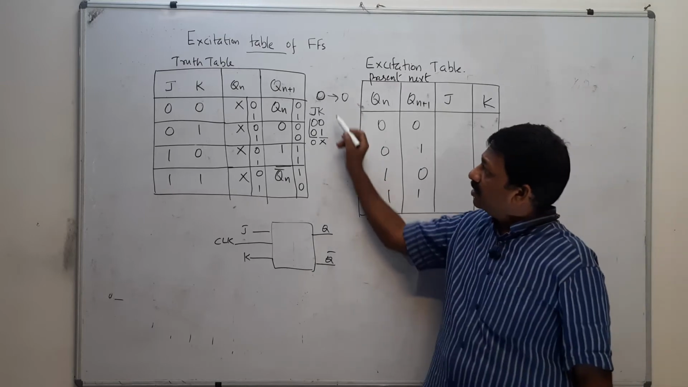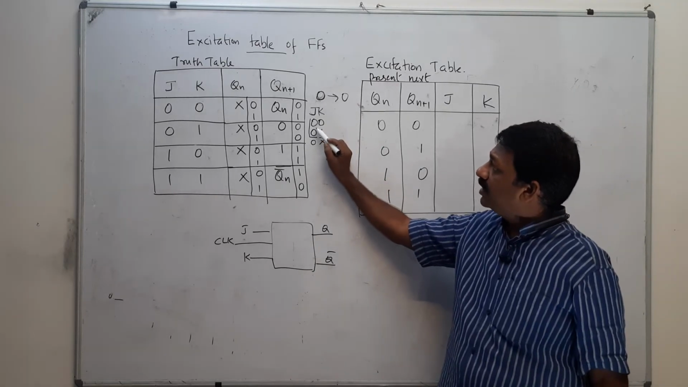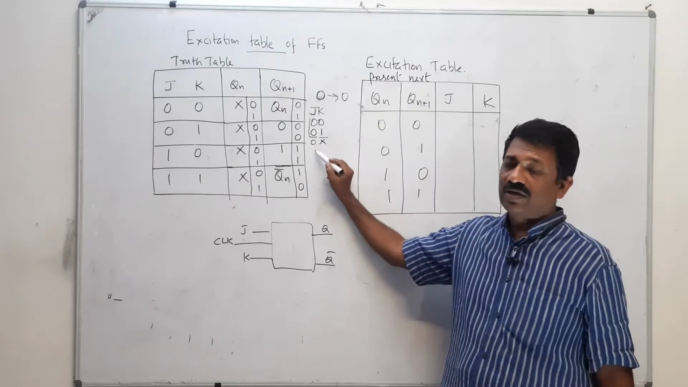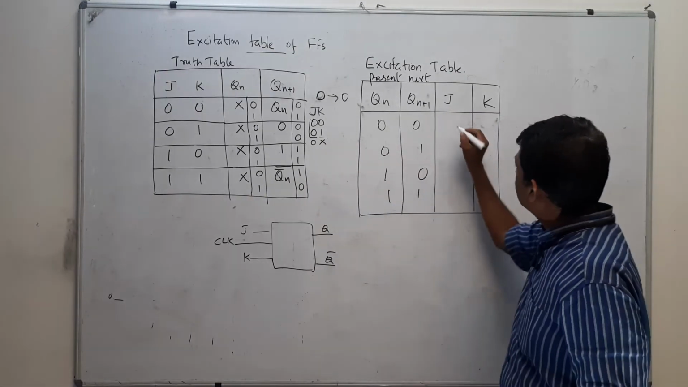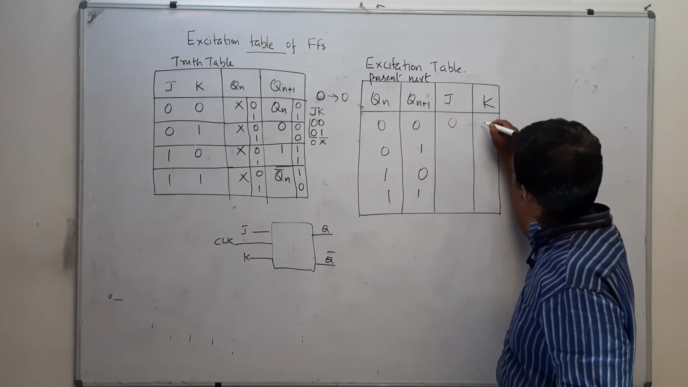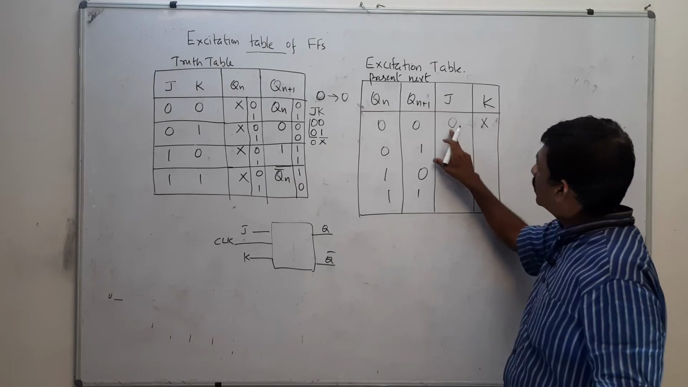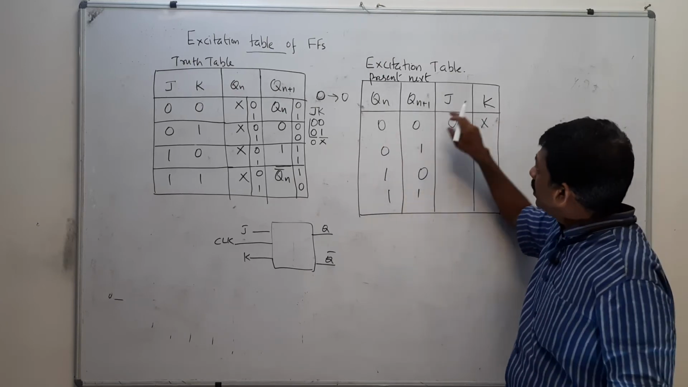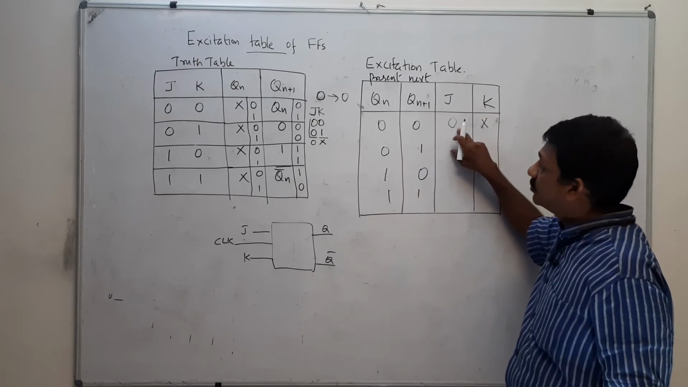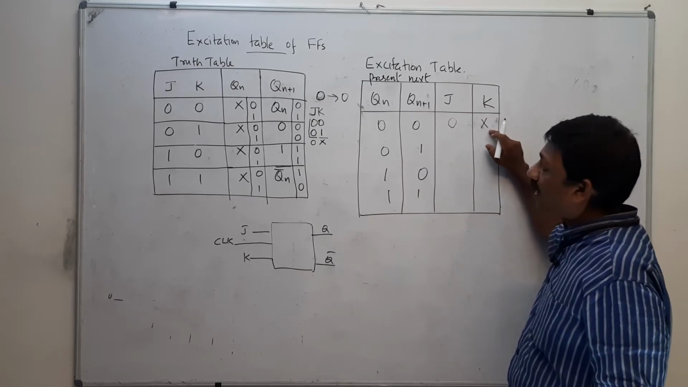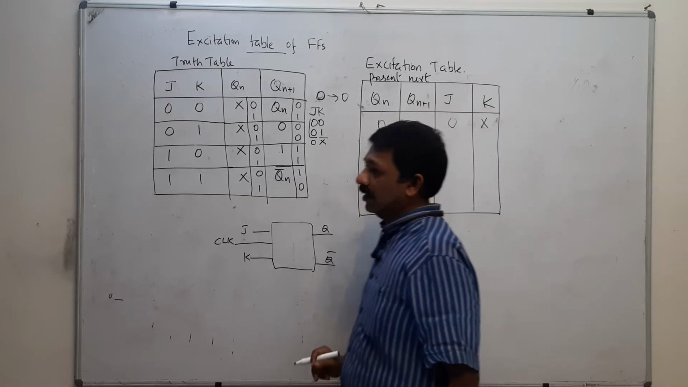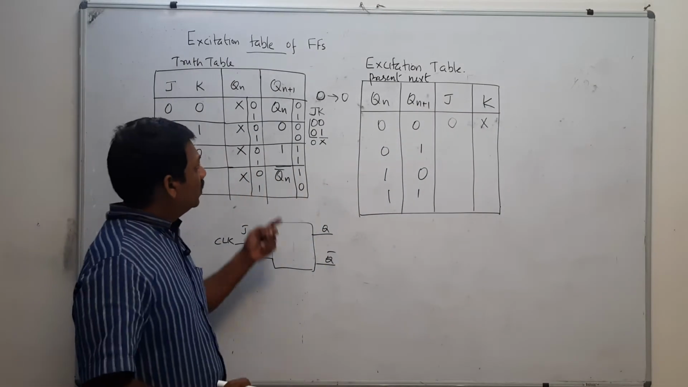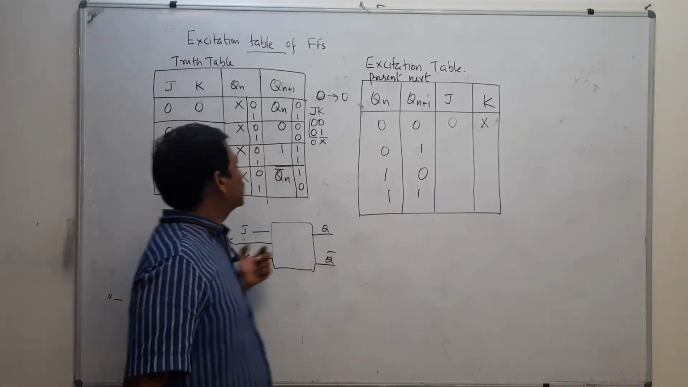That means you should have this j to be 0. That is why you have 0x. That means I am going to have 0x. That means if you want to have a 0 to 0 transition, definitely you should have this j value 0 and the value of k can be either 0 or 1. Now 0 to 1 transition.